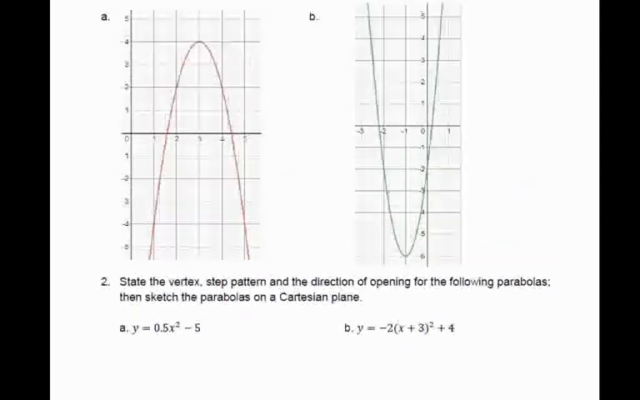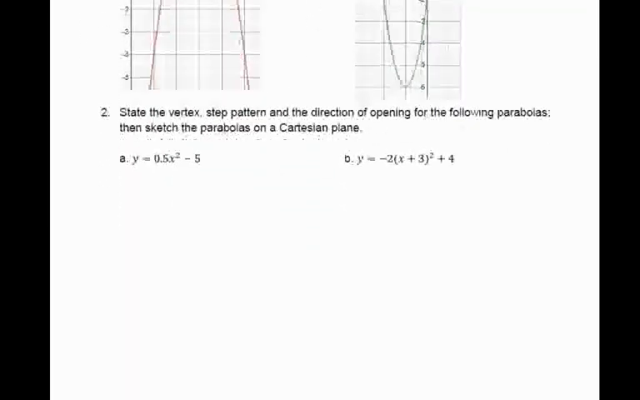So you'd basically have only 4 questions. You'll do that twice for 1. And then for 2, you're going to have 2 equations of parabolas. You just have to state the vertex, step pattern, direction of opening, and then sketch those parabolas on a Cartesian plane. And I do have grid paper available for you on the course website.